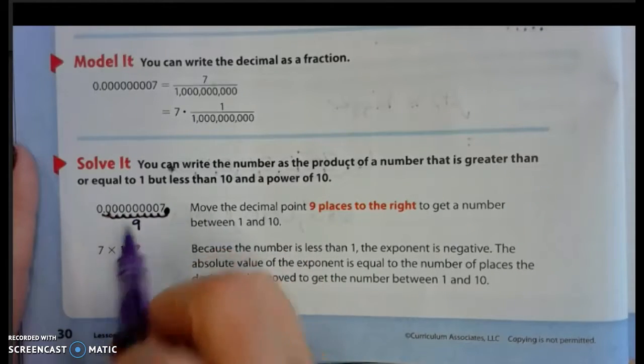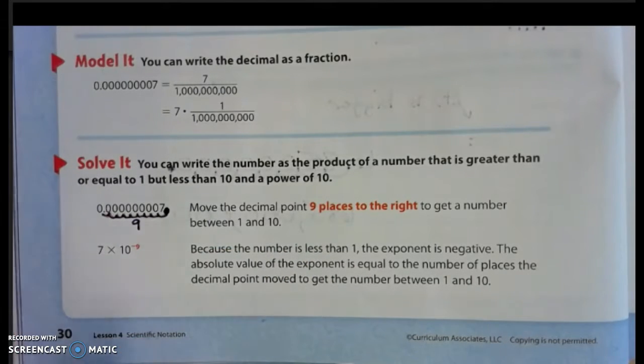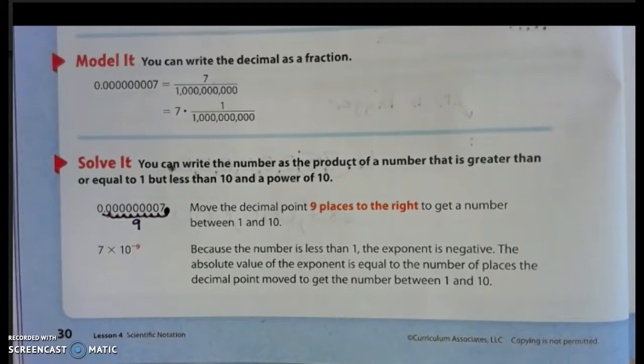Okay, it was 9 place values, and because that was a very small number that we made bigger, it's going to have a negative exponent. Okay, a negative exponent is making the small number bigger.